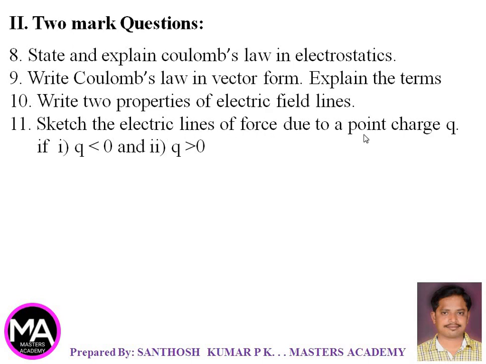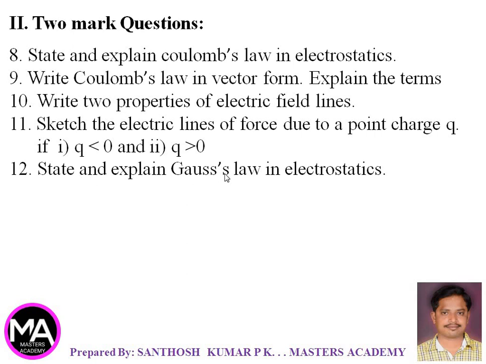Electric lines of force due to a point charge Q if Q is less than 0 and Q is greater than 0. It is nothing but Q less than 0 means a negative charge, Q greater than 0 means a positive charge. Next question. State and explain Gauss law in electrostatics.